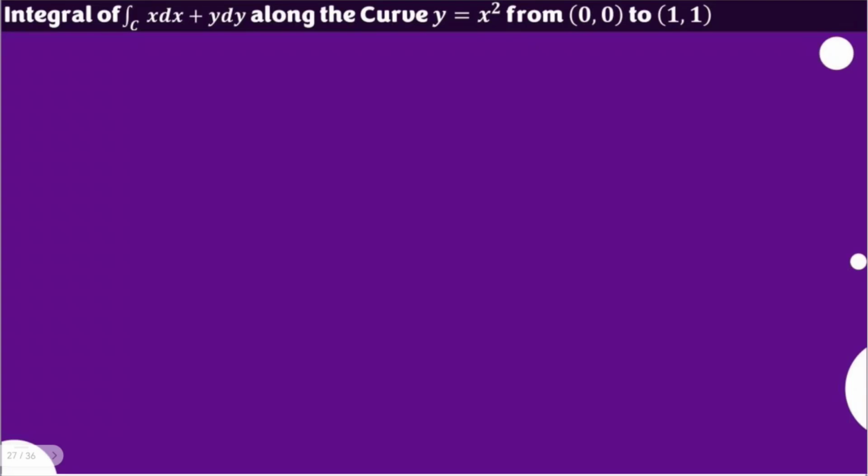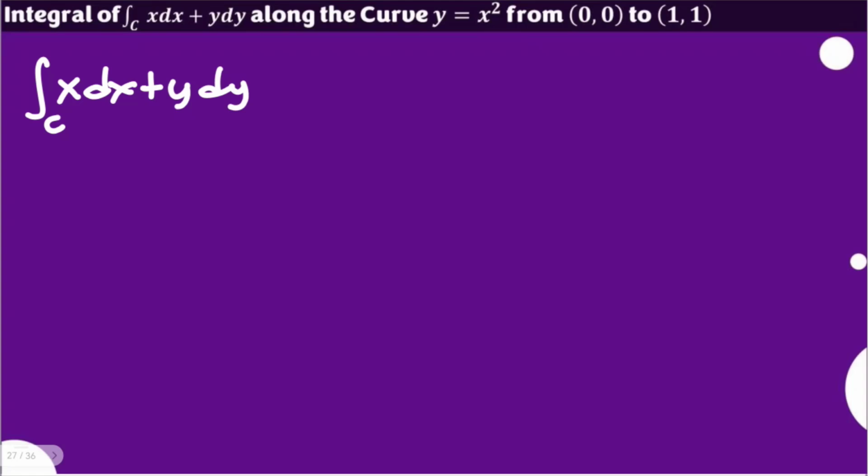This time, we will have to solve the integral of the given expression, the integral of x dx plus y dy along your path C. But this time, your path C is a parabolic curve, y is equal to x squared from (0, 0) to (1, 1). This is a parabolic curve, so we're going to use the parameterization of our x and y components.